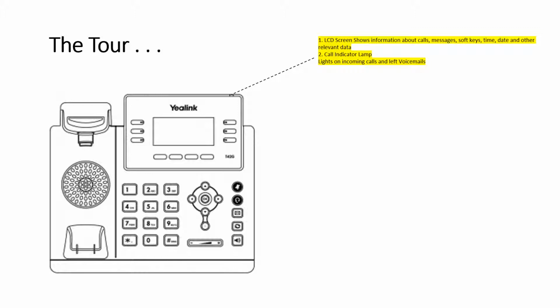At the very top, you'll notice a call indicator lamp that will flash when you have a call coming into your extension, as well as when you have a voicemail to listen to. It will also be flashing. To the right of the screen, there are programmable keys that can be used for the park function, or they can be programmed for specific extensions for one-touch functionality.